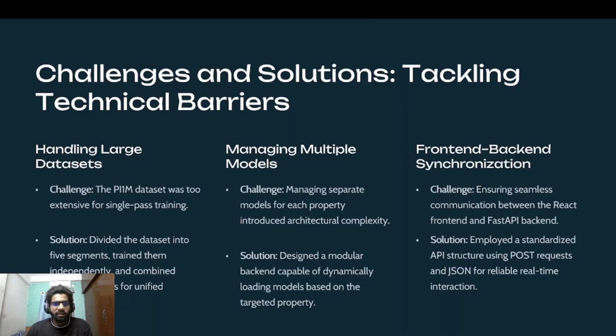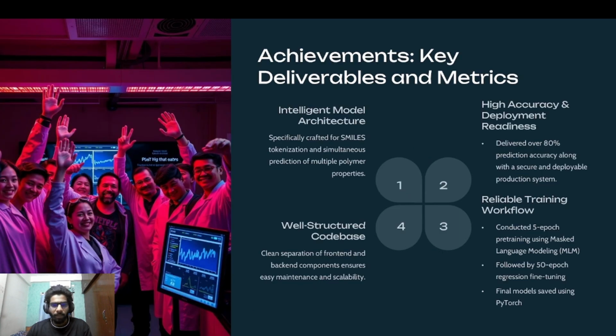The challenges faced in TransPolymer are the PI1M dataset was too large, at 1 million records, which was divided into 5 segments and trained independently, and we combined the encoder weights for unified deployment. Managing separate models for each property introduced architectural complexity, which was helped through the backend. Frontend and backend synchronization was helped through the FastAPI backend.